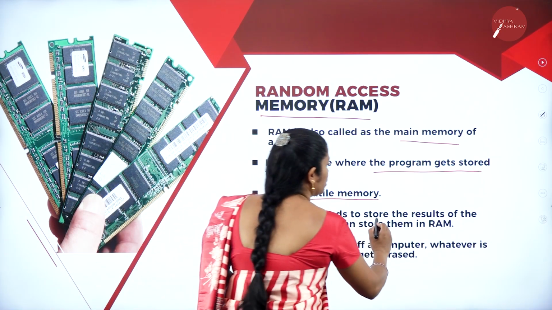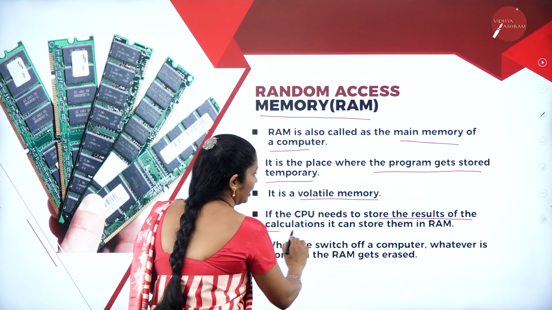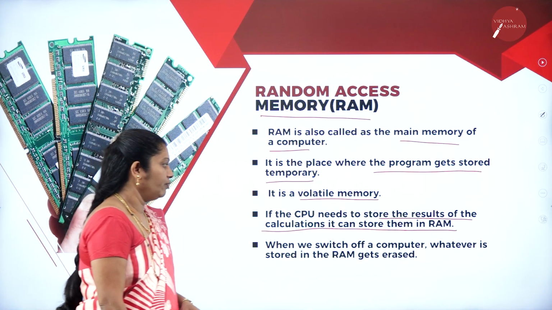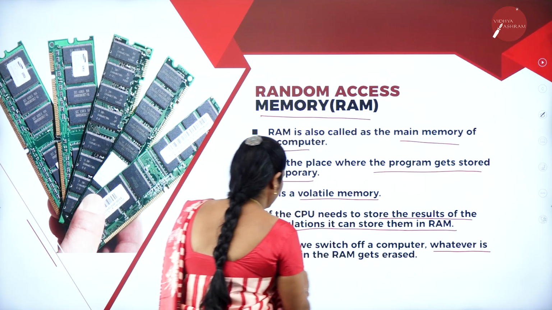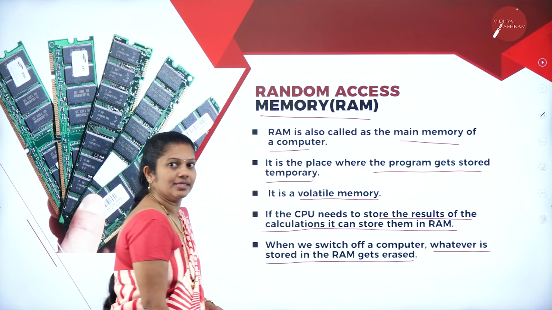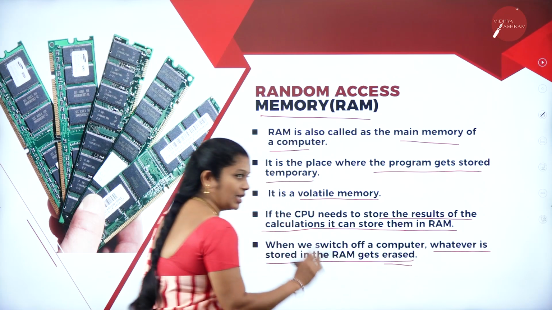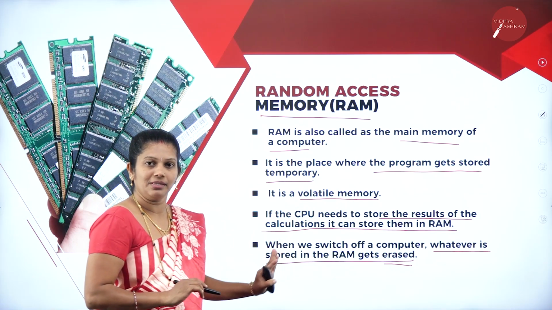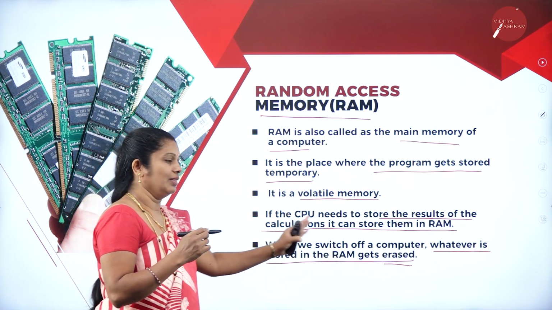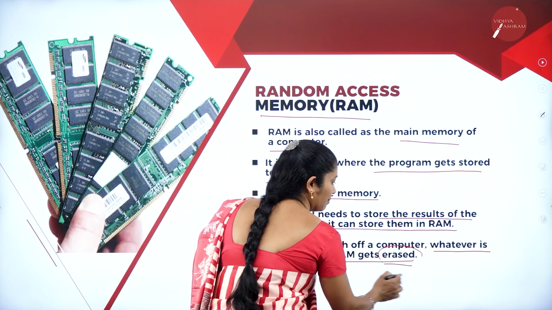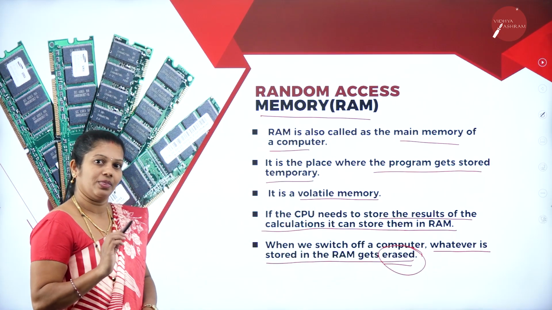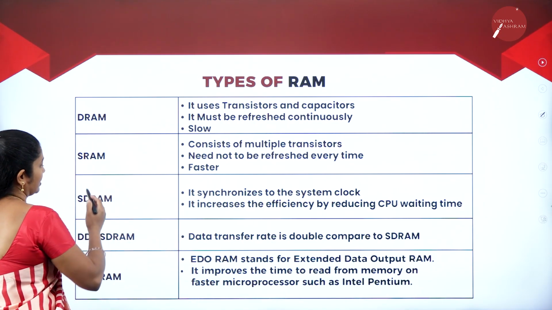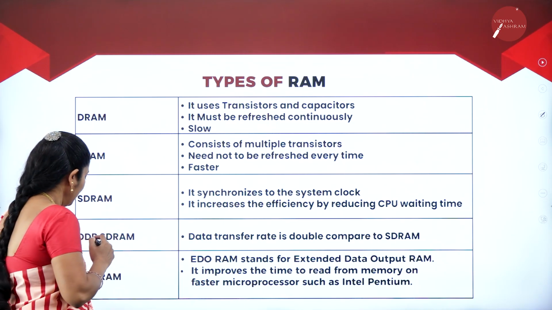If the CPU needs to store the result of a calculation, it can be stored in the RAM. When we switch off the computer, whatever is stored in the RAM gets erased. It means that it is a volatile memory. As long as the power supply is there, the data remains. Once the power goes off, the data will be erased. That is the main drawback in this RAM. Now it's clear. Next, we come to the types of RAM: DRAM, SRAM, SDRAM, DDR SDRAM, EDORAM.